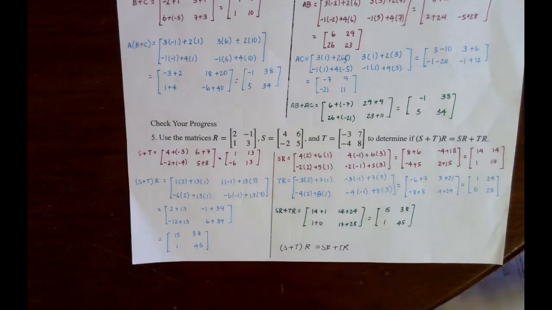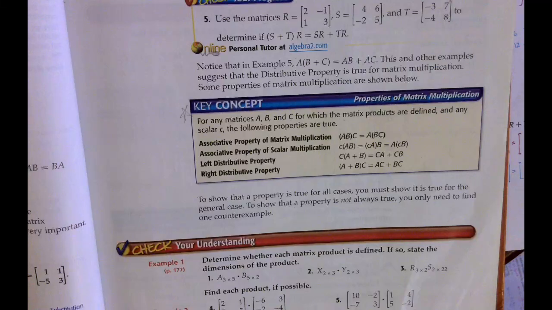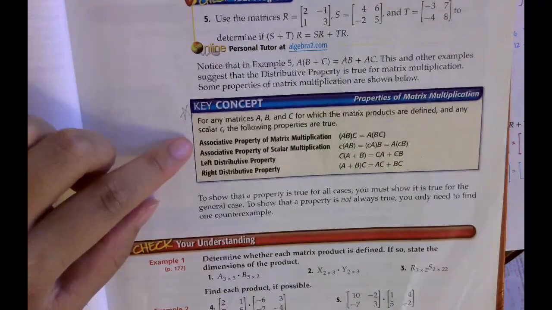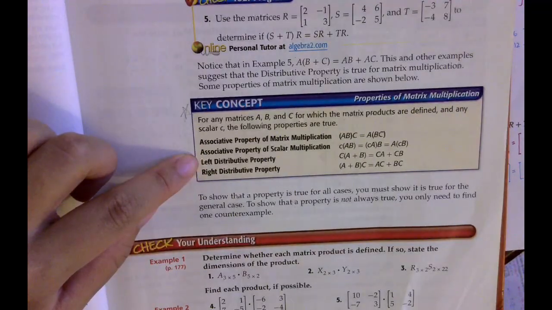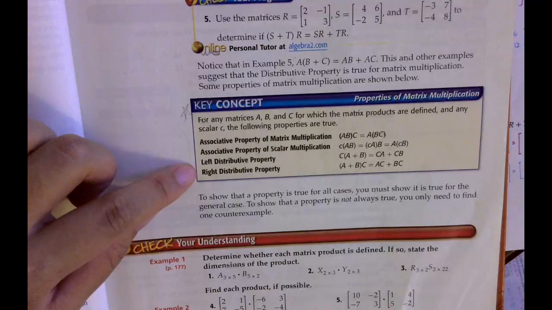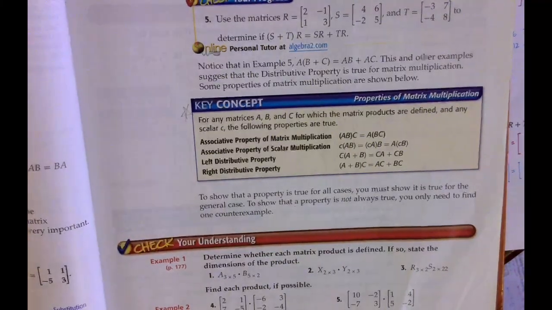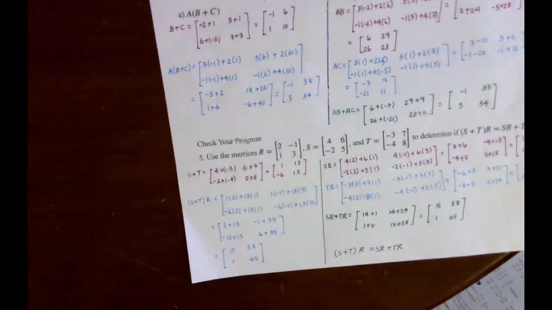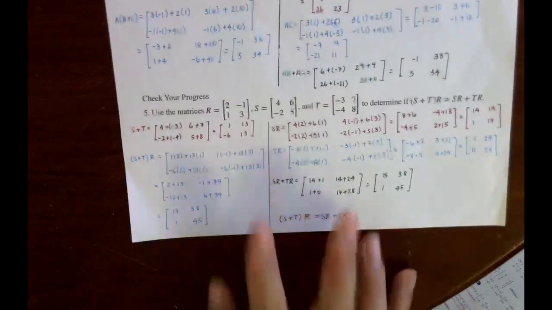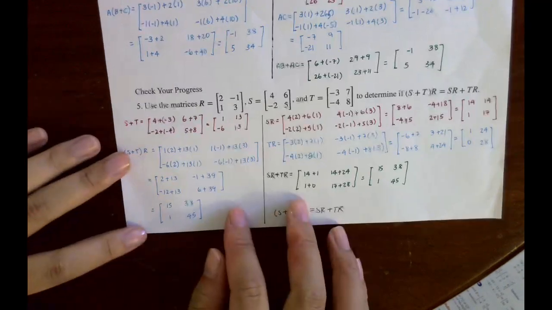Before I get to explaining that, you should look at page 181 on properties of matrix multiplication. What it tells us is that when we multiply matrices, the associative property of matrix multiplication, the associative property of scalar multiplication, and both the distributive property, either from the left or the right, also works. And so it's really the commutative property that does not work for matrix multiplication. Okay, so if you got the last check your progress correct, you can get started on homework. If not, here is your explanation.